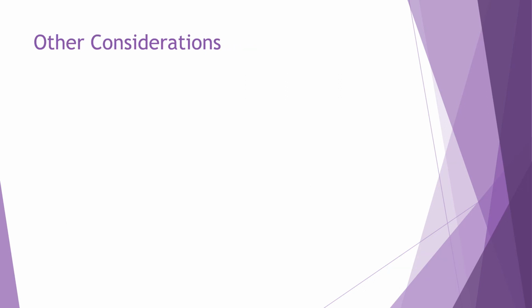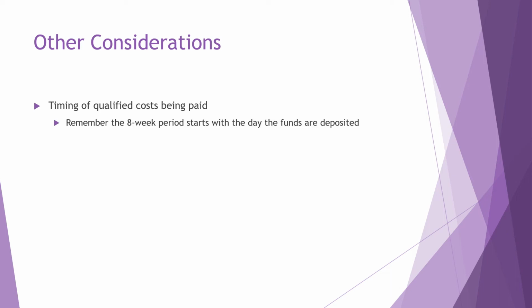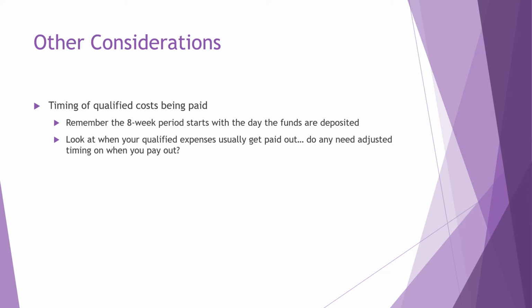Now I wanted to go over a couple other things to keep in mind with the PPP loan forgiveness. The first is to look at the timing of your qualified costs that are being paid. Remember that your 8-week coverage period starts on the day that your PPP funds are deposited. So you need to look at what that day is, calculate the 8-week period to see that time frame. Then you'll look at your qualified expenses to see when those usually get paid out. If they're getting paid out just after the time frame of the 8-week coverage period, you may need to alter when you're making those expense payments.